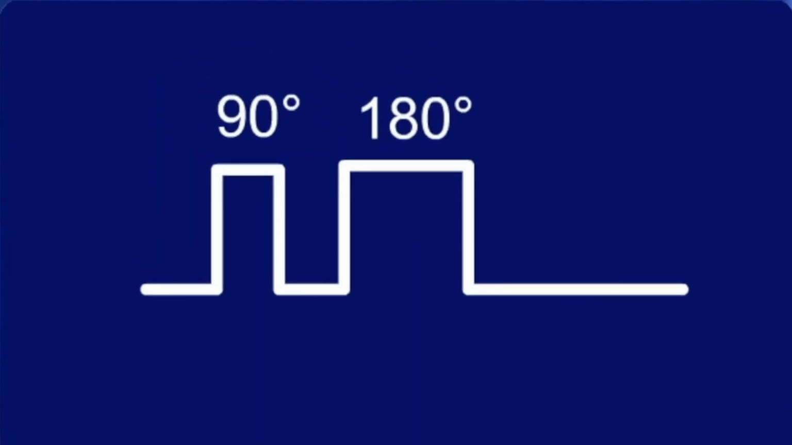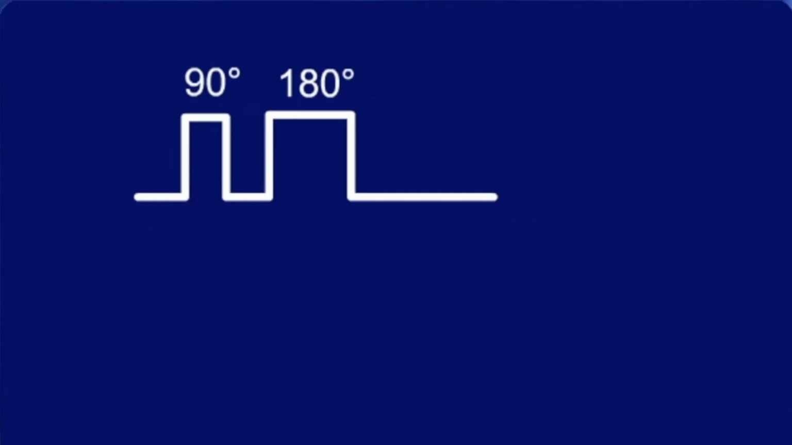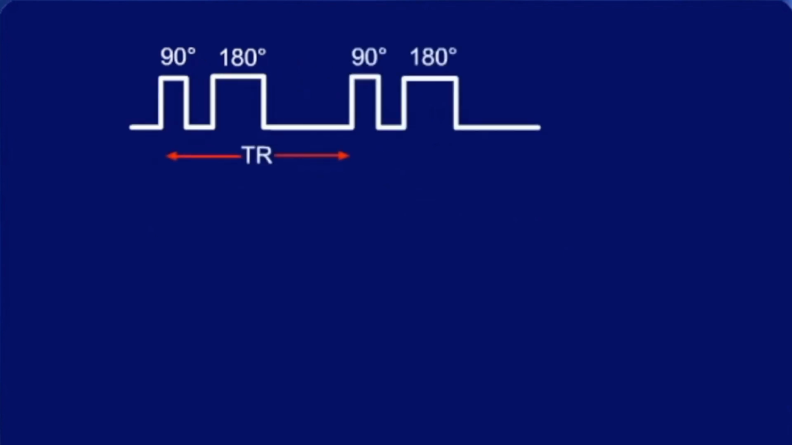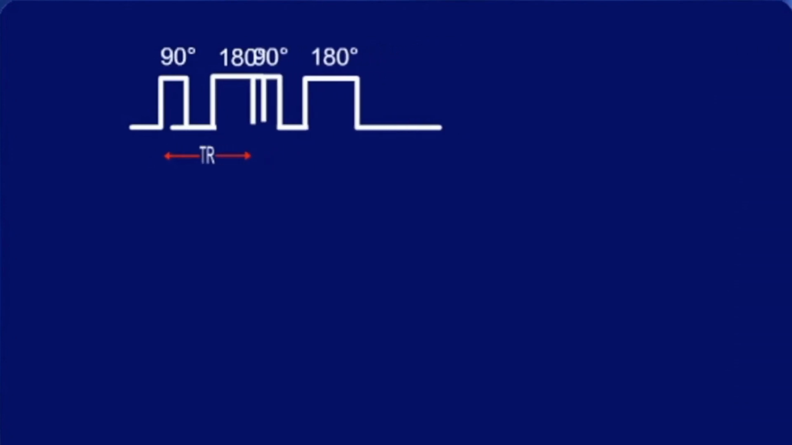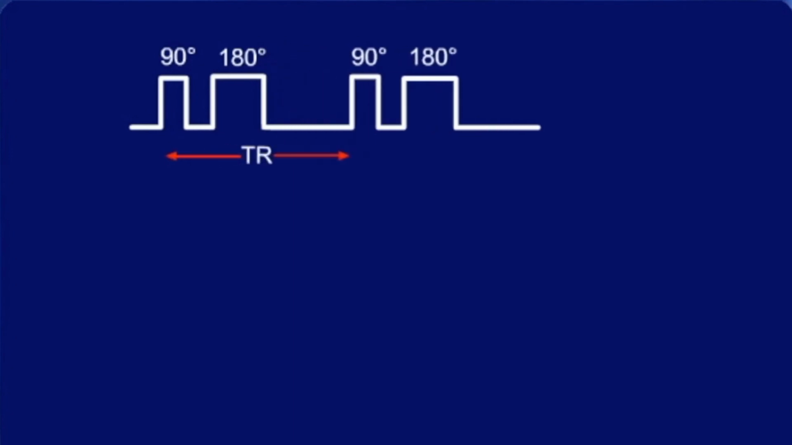Firstly, with a spin echo sequence, we used a 180-degree pulse to refocus the dephasing spins. Unfortunately, we cannot use a 180-degree pulse for this purpose when we do imaging with a very short TR. It requires some time to deliver a 180-degree pulse, and with a very short TR, there will not be enough time between the 90-degree pulses.